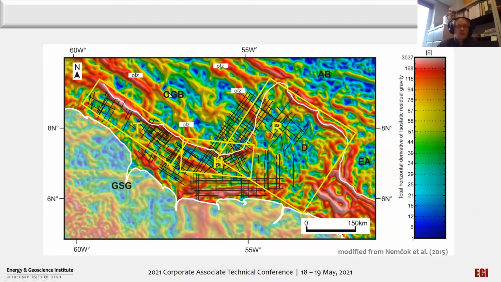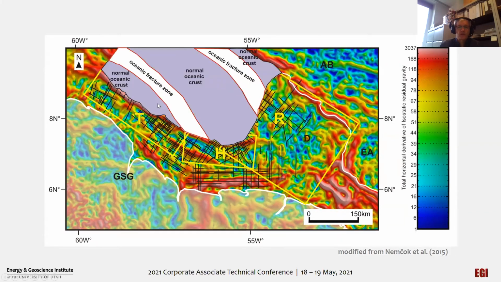We are looking at the total horizontal derivative of the isostatic residual anomaly map calculated by us in one of our earlier projects. And here we can see 2 oceanic fracture zones. They're relatively wide. They consist of individual ridges. They are imaged by maxima, and the minima image troughs. So we have something like this here.